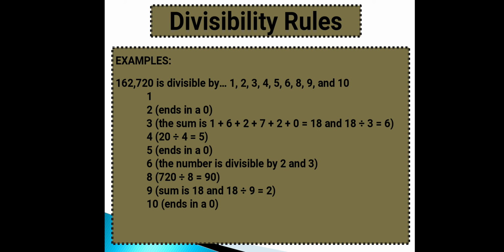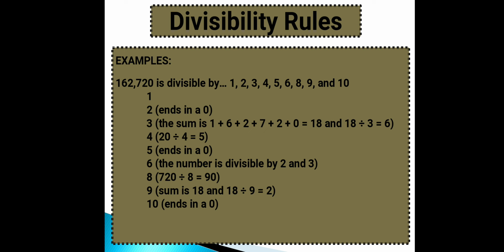Divisible by 2 because it ends in a 0. 0 is an even number, so this number is divisible by 2. Divisible by 3 because 1 plus 6 is 7, 7 plus 2 is 9, 9 plus 7 is 16, 16 plus 2 is 18, 18 plus 0 equals 18. 18 is divisible by 3. 18 is in table 3.